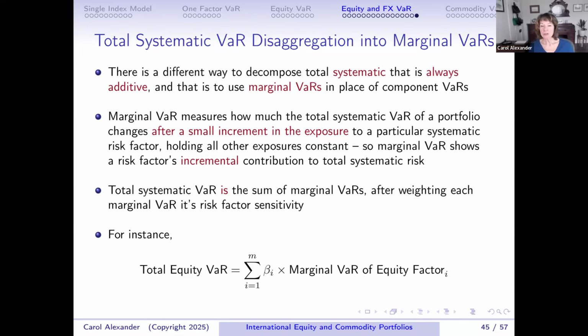So marginal VaR shows a risk factor's incremental contribution to the total systematic risk. And in this case, we have got that additivity. In other words, after weighting each marginal VaR by its risk factor sensitivity, by its beta, the total equity VaR, for example, it could be FX as well, but I'm doing equity here, will be the sum of the beta i times the marginal VaR of equity factor i.